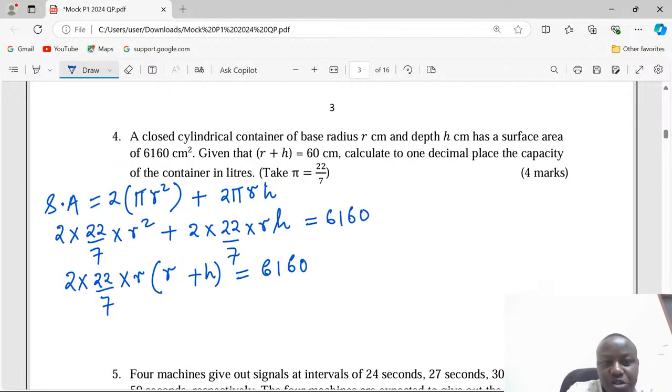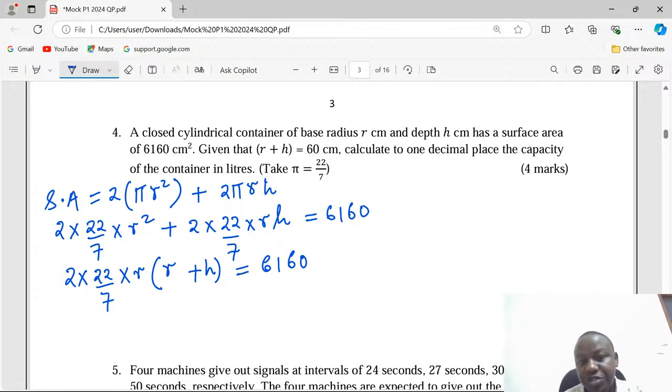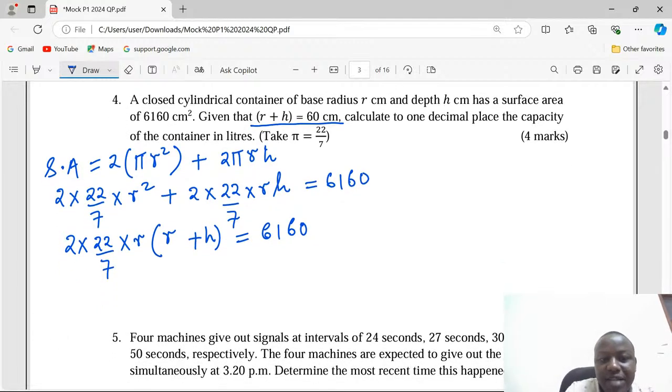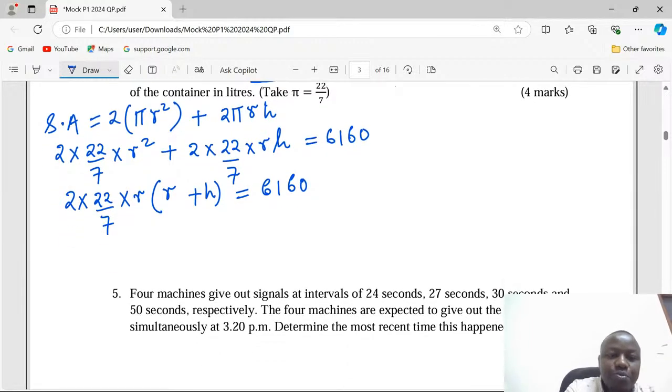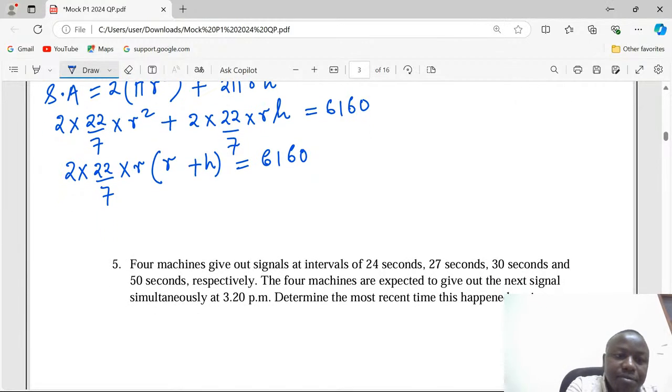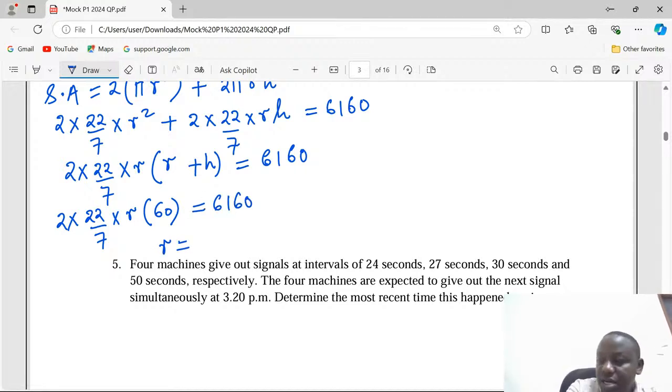Going back to the information, you discover that r plus h equals 60 according to this statement. Therefore, we replace it in our factorized expression, whereby we say 2 by 22 over 7 by r, times r plus h which is 60, equals 6160. So the value of r can be obtained as 16 and a third centimeters.